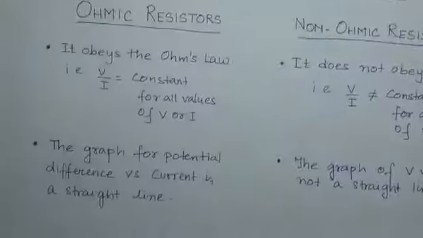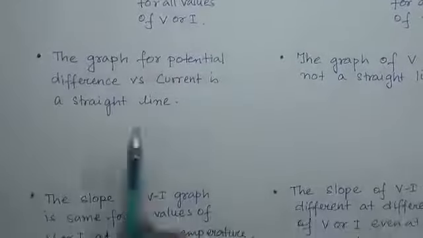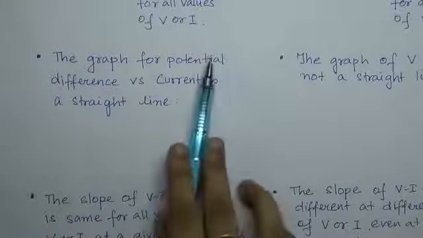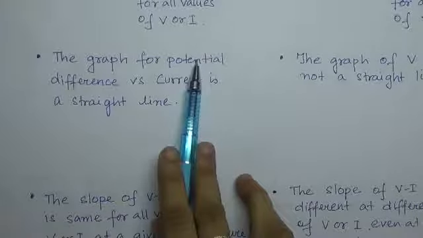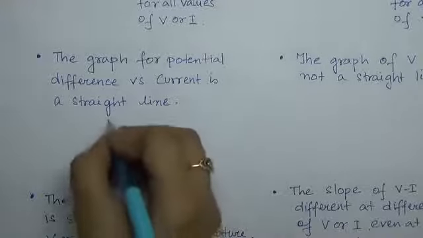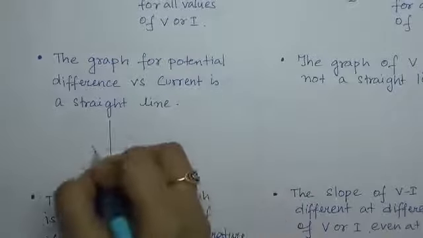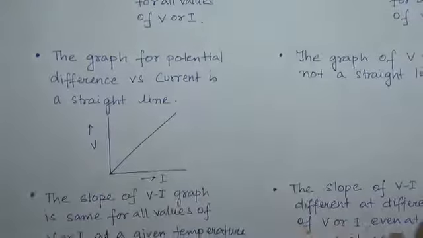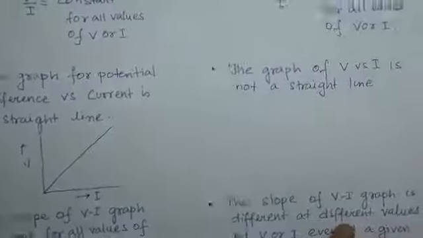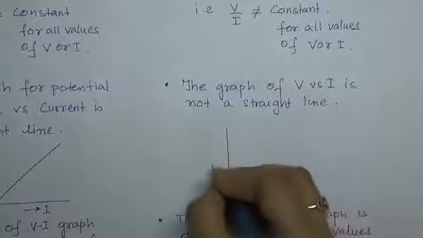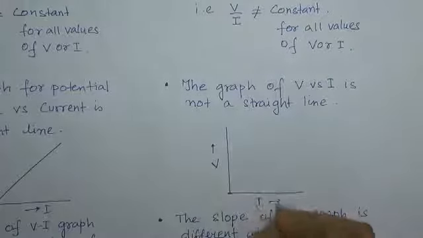Second point, for an ohmic resistor, the graph of the potential difference V versus the current I is a straight line, as we saw in our previous graphs. Whether it was an IV graph or a VI graph, the graph was a straight line passing through the origin like this, right? If you have a V and I graph, the graph will be a straight line for an ohmic resistor. Whereas for a non-ohmic resistor, the graph will somewhat look like this. It will not be a straight line. It will be a curved line.